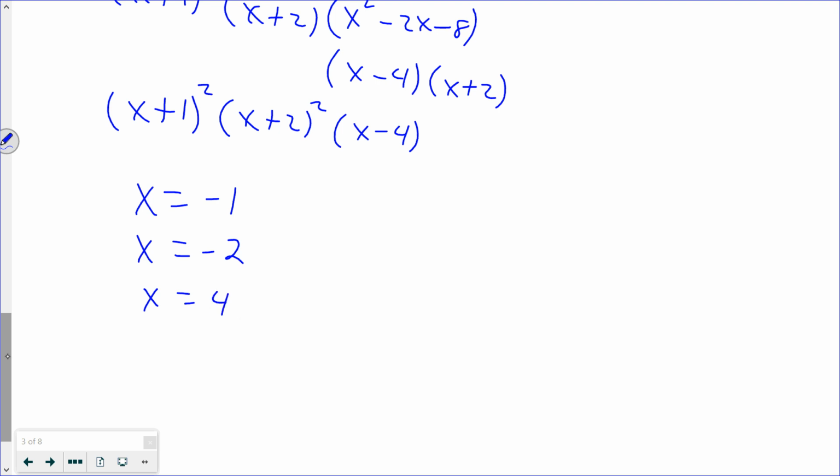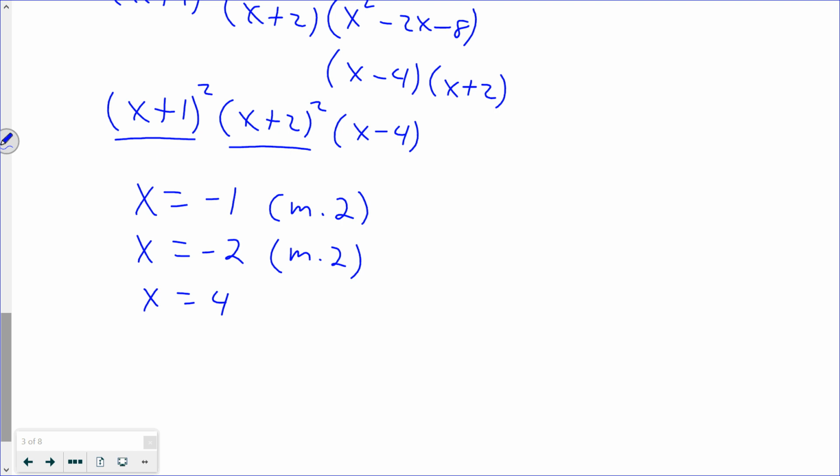So I have 3 distinct roots here, but the thing is, some of these roots happen more than once. If I look at x plus 1 all squared, that zero of negative 1 happens twice. So we say it has a multiplicity of 2. I'll just put n equals 2 to stand for multiplicity of 2. And then negative 2 comes from x plus 2 squared. It happens twice, so it has a multiplicity of 2 as well. Same thing, we'll just say n equals 2.